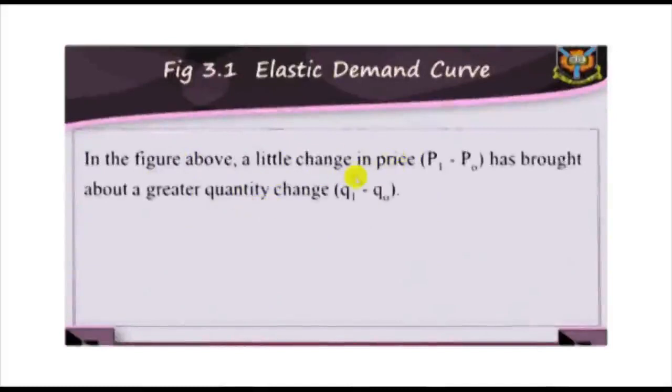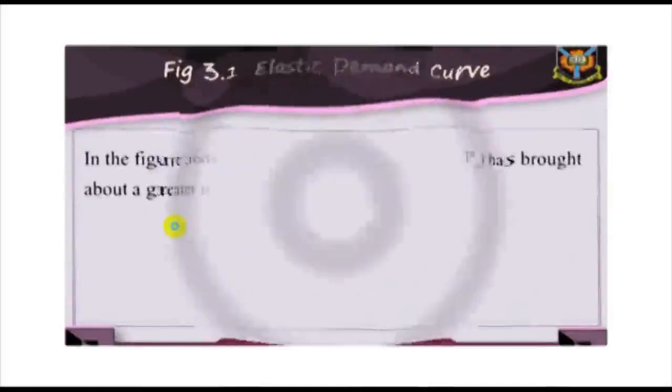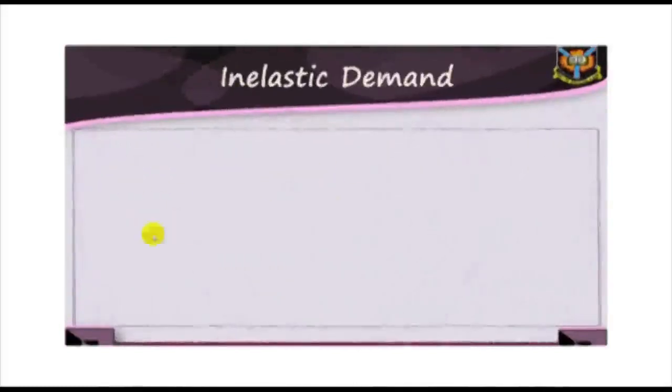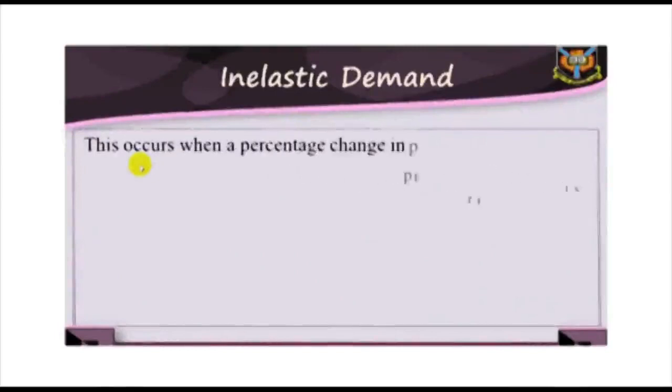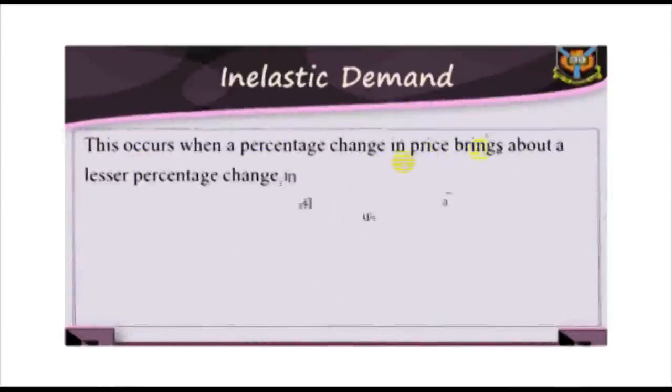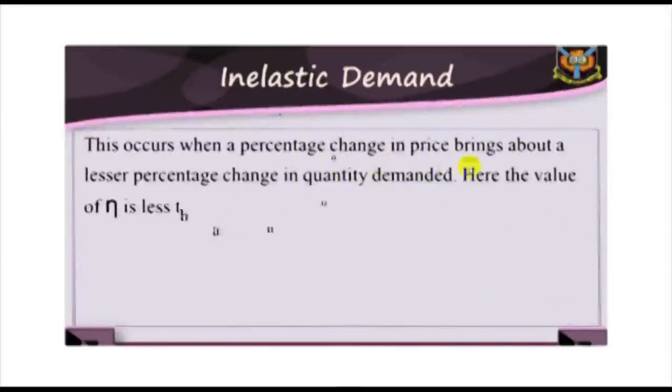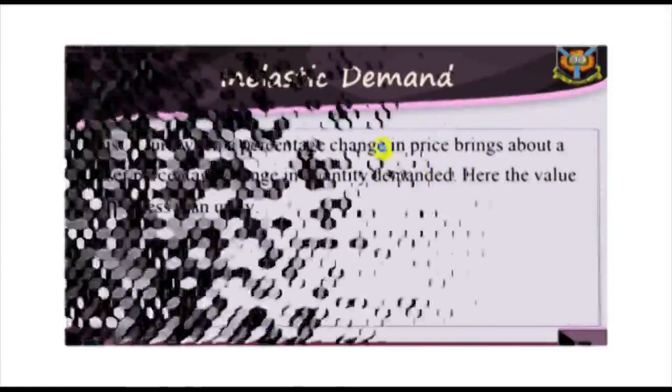Inelastic demand. This occurs when a percentage change in price brings about a less percentage change in quantity demanded. Here the value of N is less than unity. Examples of commodities with inelastic demand include salt, matches, cigarettes.